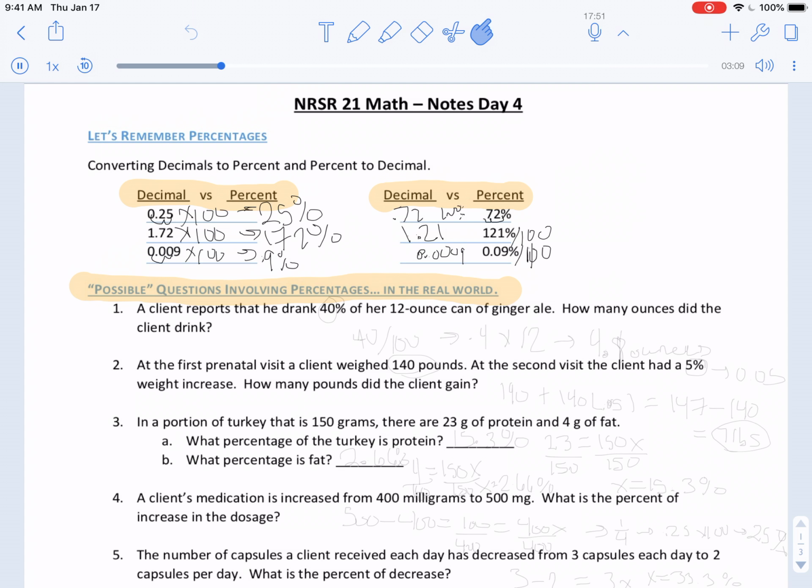So in this case right here, we have a client that reports to have drank 40% of her 12-ounce can of ginger ale. How many ounces did the client have? To start off this problem, we need to convert the percentage we have right here of 40 into a decimal and then simply multiply it by the 12 ounces of can of ginger ale she had. So doing that, we have 40%.